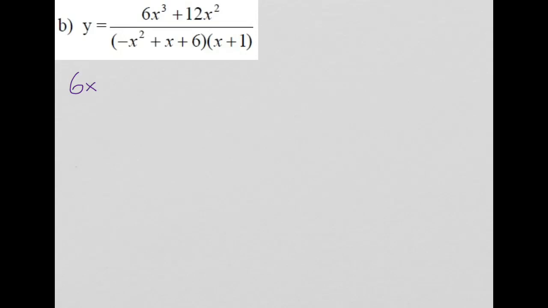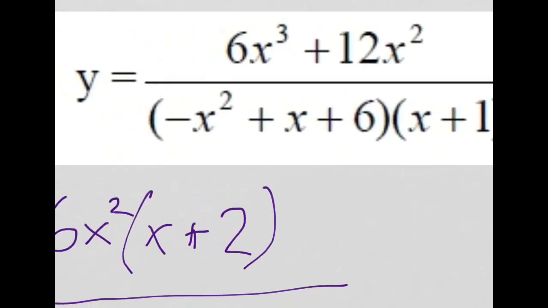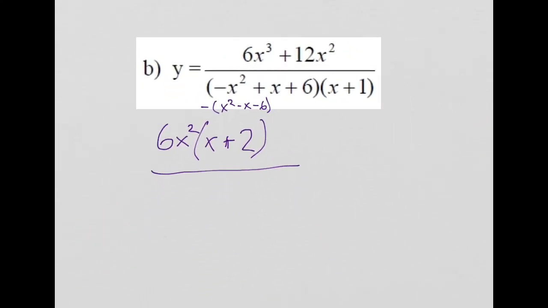So I'm going to pull out a 6x squared, and that is going to be multiplied by an x plus 2. Because x times 6x squared is 6x cubed, and 2 times 6x squared is 12x squared. So that's my numerator. Now let's factor that denominator. But before I do, I'm going to pull that negative out and give myself an x squared minus x minus 6. And now I can factor that.